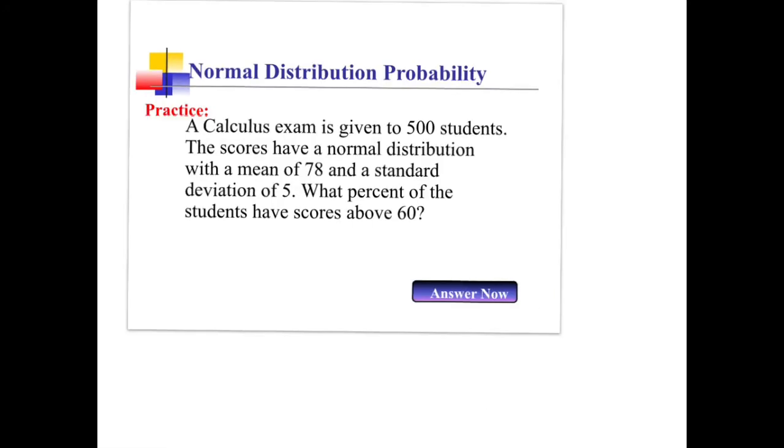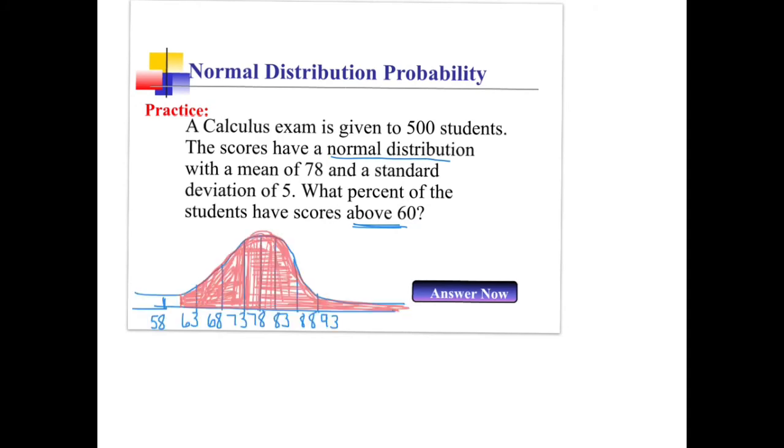All right, so we're going to get used to reading word problems, drawing a picture, and answering the question. So this is the same data set, but different questions. Now, this says the scores have a normal distribution with a mean of 78 and a standard deviation of 5. The question changes. What percent of students have scores above 60? So take a look at my graph.